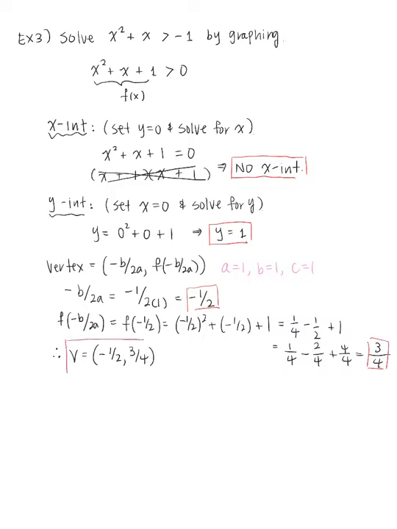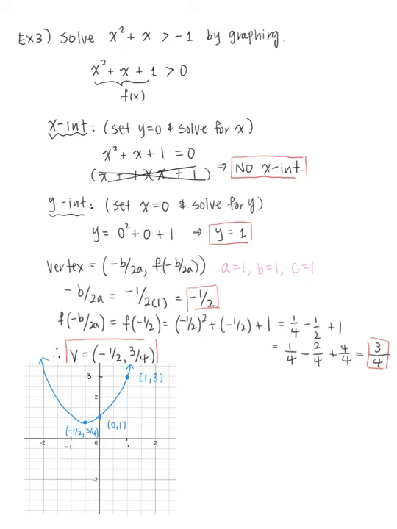Okay, so now let's give ourselves a little rough sketch. So here is our rough sketch for our function f of x, which is x squared plus x plus 1. Now again, notice that there are no x-intercepts, as we expected. Now let's understand what the question is asking us to do. I want to find all the values of x where our function is going to be strictly above the x-axis. That's the same thing as saying f of x is strictly greater than 0.